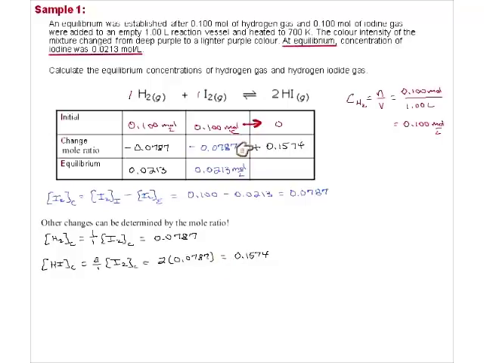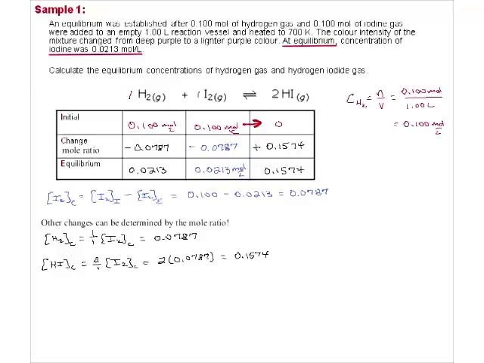Now this guy had to go up because initially it didn't start with any, so obviously it had to go up, right? It started with nothing. The reaction's definitely going to push forward initially. So this guy goes up by 0.1574, which now means we should be able to get our equilibrium value for the hydrogen iodide. And there we go. It's 0.1574. The question is done because they asked us to simply calculate the equilibrium concentrations.